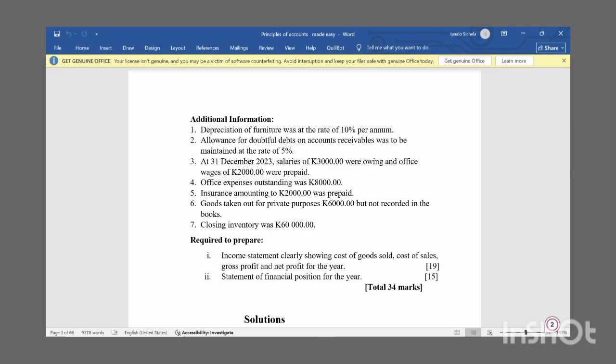Number 7, closing stock was 60,000, and closing stock is always found in the additional information. So what are we being told to prepare? We've been told to prepare the income statement, also known as the trading profit and loss account. We've also been told to prepare the statement of financial position, also known as the balance sheet. Once you prepare the income statement, you will get 19 marks, as long as you don't make any mistake. Once you prepare the statement of financial position, you get 15 marks, as long as you've not made even one mistake. So in total, you will get 34 marks.